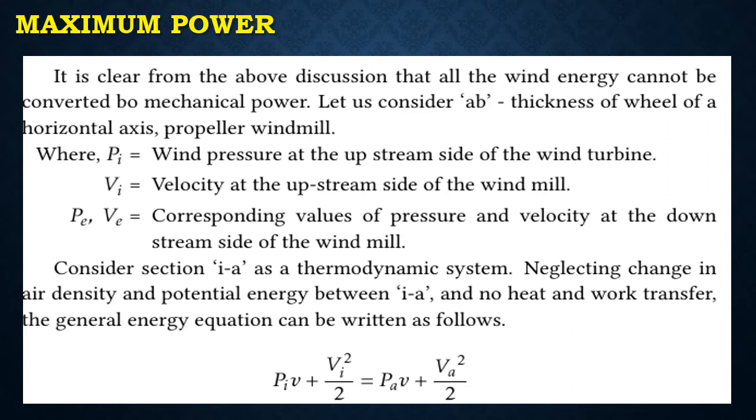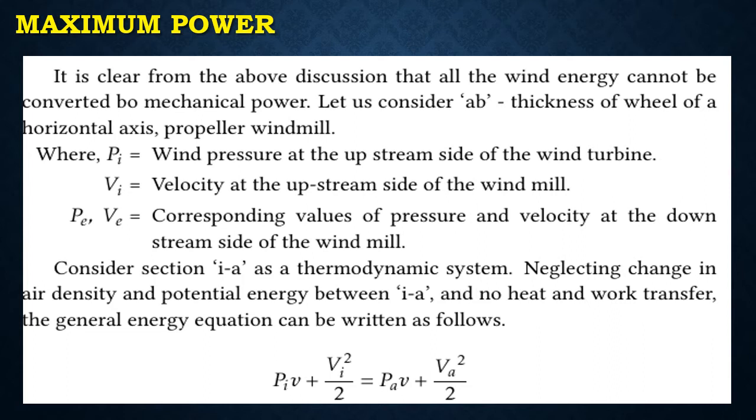So the next derivation is the maximum power. We have derived the average power density equation in the previous section. Now we have to go for the maximum power derivation. It is clear from the above discussion that wind energy cannot be converted to mechanical power directly. So let us consider a small thickness AB of the wheel of the horizontal axis propeller windmill. This is one experiment they are doing.